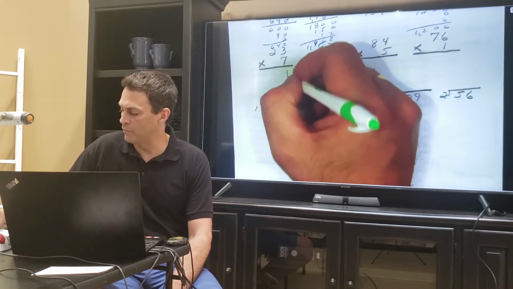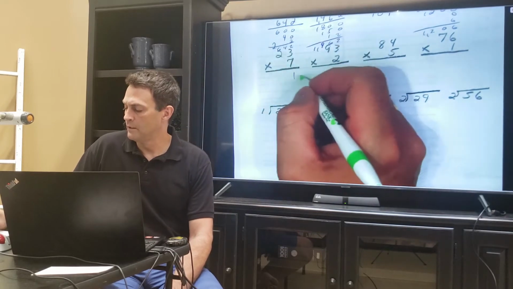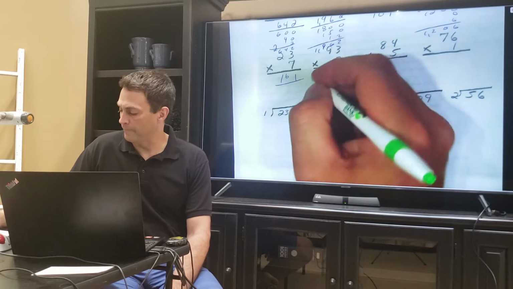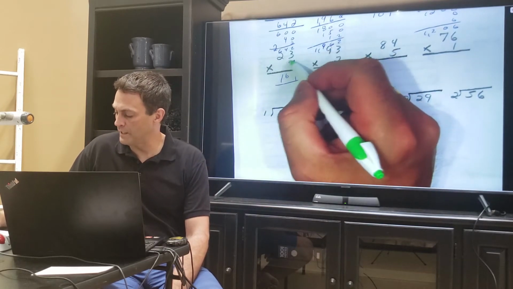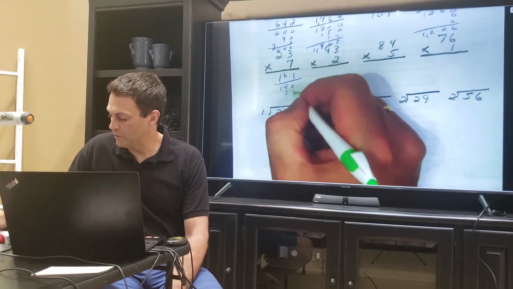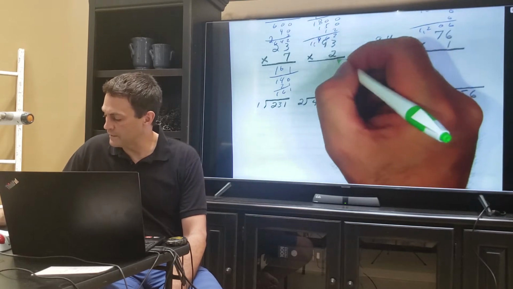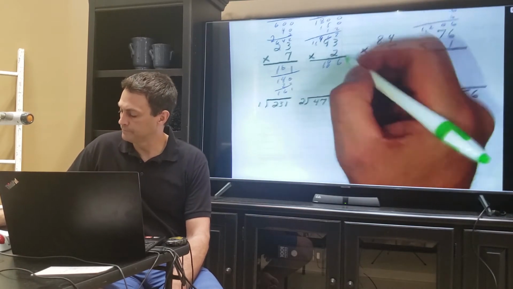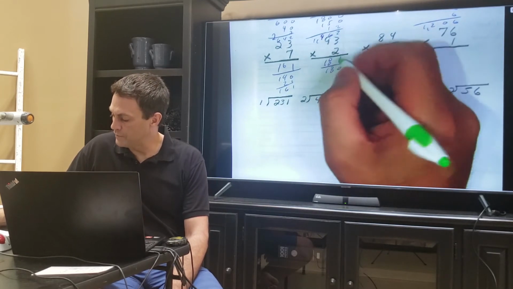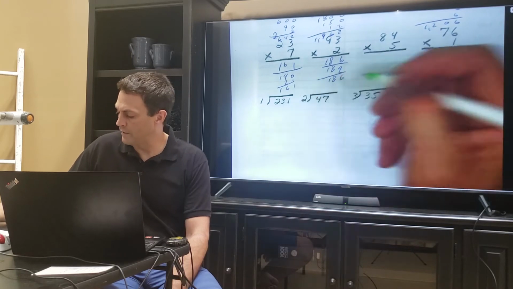7 times 3 is 21. Carry the 2. 2 times 7 is 14. 14 plus 2 is 16, 161. All right, 20 times 7 is 140. And 7 times 3 is 21. 161. 2 times 3 is 6. 2 times 9 is 18. 2 times 90 is 180. And 2 times 3 is 6. 186.